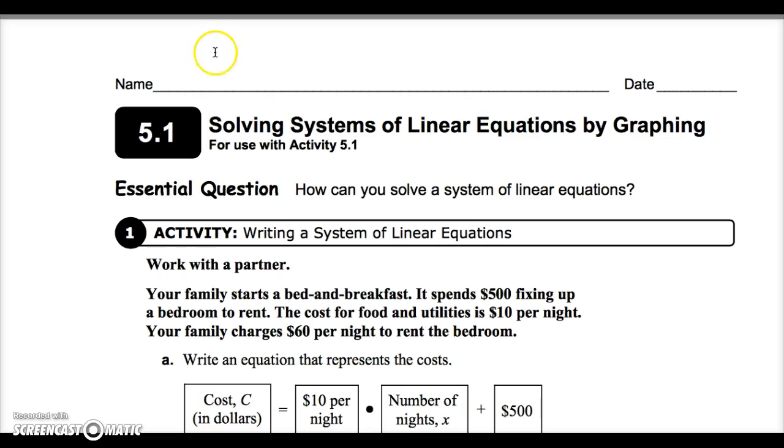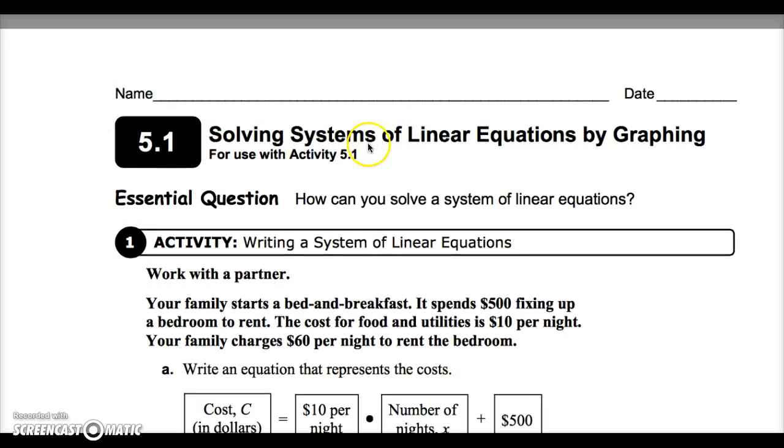Now, first of all, it's going to be important to know what a system of linear equations is. So you can write this right up here at the top of your workbook. A system of linear equations is when you have two equations and you are looking for a point of intersection.